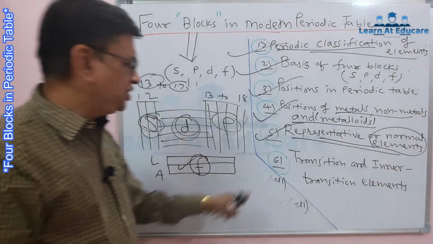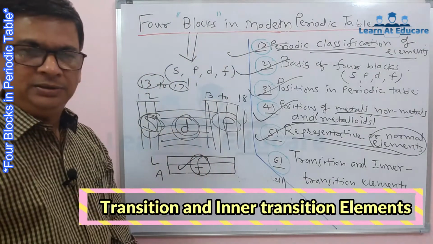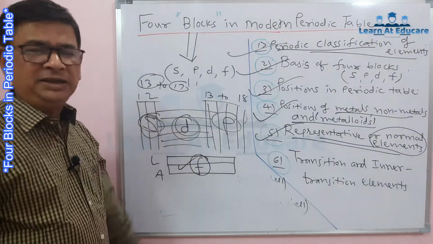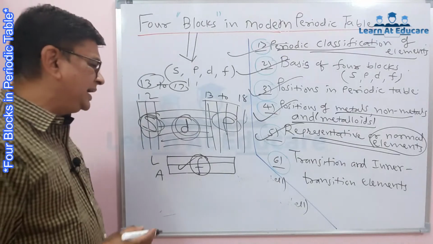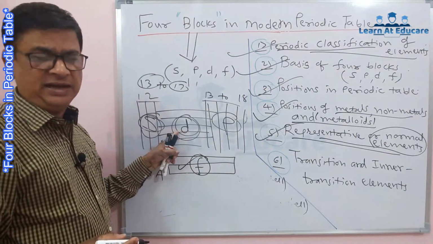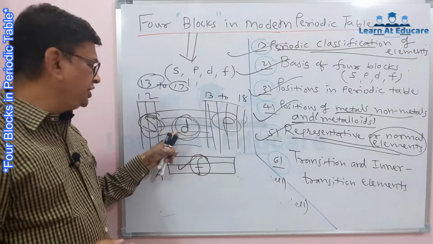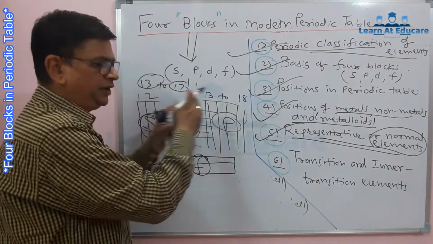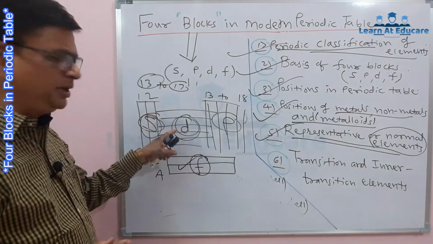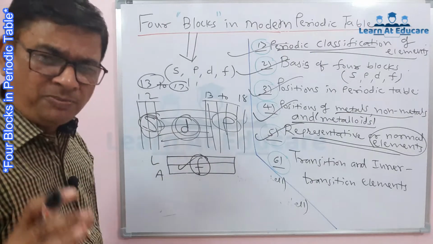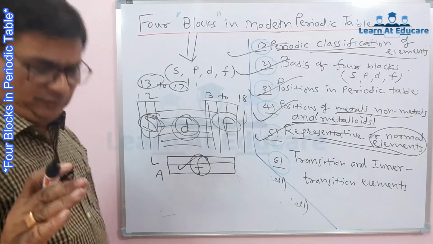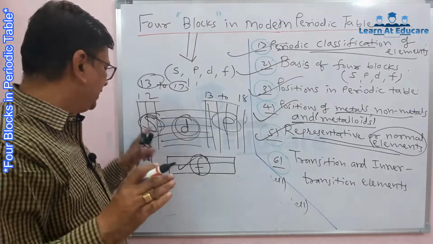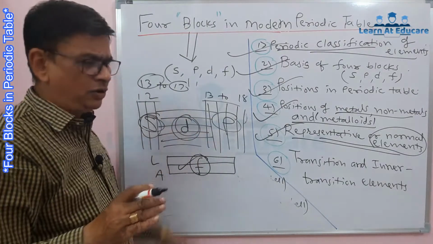Now transition and inner transition elements. Remember the D block elements, where the last electron enters in the D orbital of the penultimate shell, are called transition elements, and they are transition metals. Transition elements are also called bridge elements, because they act as a bridge between S and P blocks. As they come in between the S and P block, most of the properties like electronegativity, ionization enthalpy, and nuclear charge lie between those of S and P block. That's why they are called transition elements.